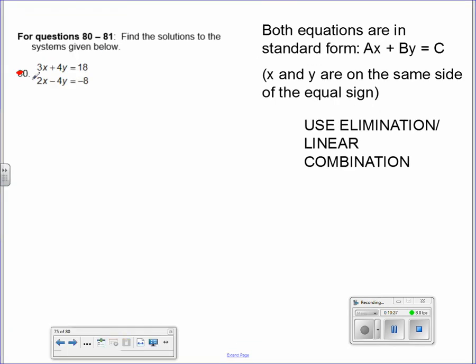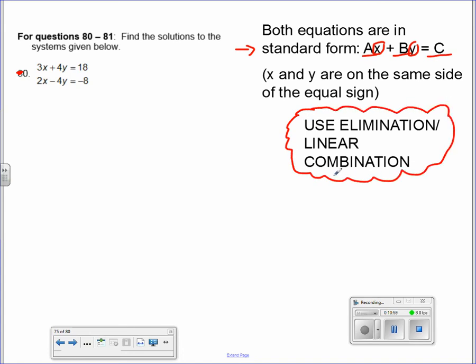All right, what I notice about these two equations is that they are both in standard form. And standard form is ax plus by equals c. And another way to say that is both x and y are on the same side of the equal sign. And if I look at my equations, x and y are on the same side of the equal sign for the first one. And for the second one, x and y are on the same side of the equal sign. So they're both in standard form. And that tells me to use elimination, which is also called linear combination.